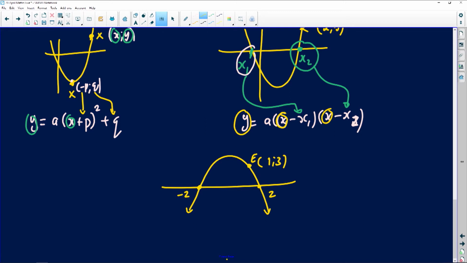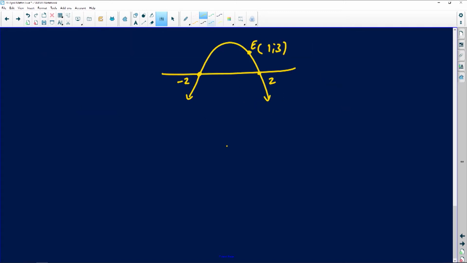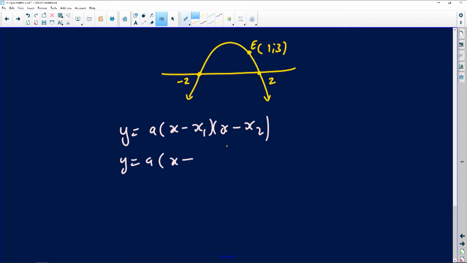Well, I'll use the second case format, which means I'm going to say the equation is y equals a into x minus x1 into x minus x2. And then I'm going to write y equals a into x minus. Now look at that. It's minus of -2 because I need to replace this here. Minus minus is going to give us +2. Into x minus the second x value, which is 2. So I'm going to put that 2 here. I've just succeeded to substitute my x-intercepts.